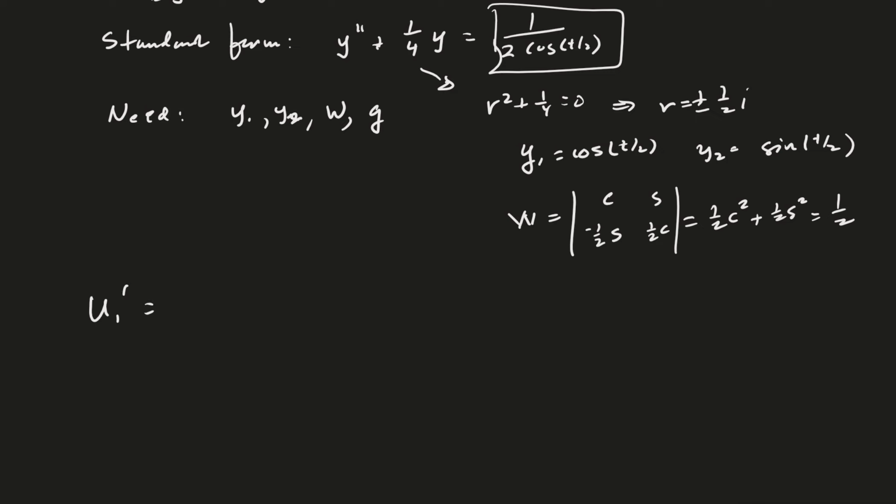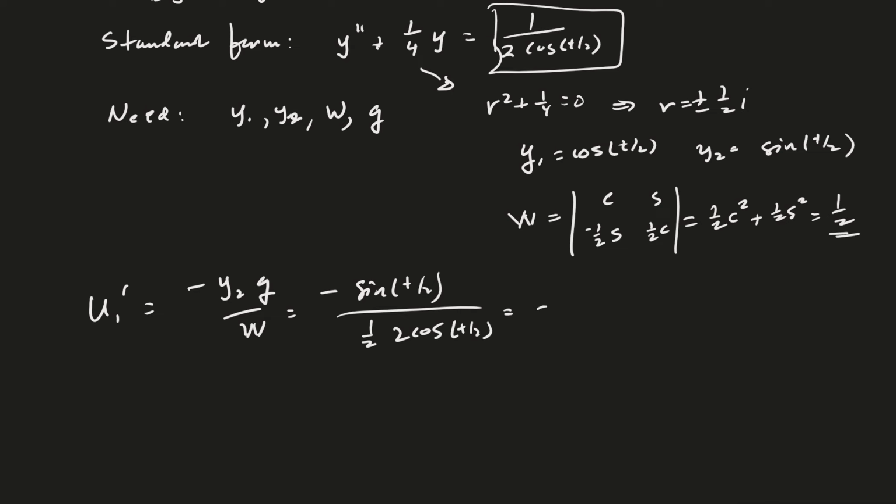For u1, I like to do it into u1 prime first, although it doesn't matter. Minus y2 g over w. Go ahead and simplify that. Minus y2 is sine t over 2 divided by we have our 2 there, 2 cosine t over 2, and oh, look at that, the 1/2 and the 2's cancel. Oh, that's nice.